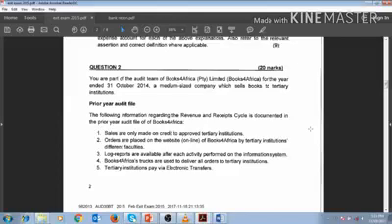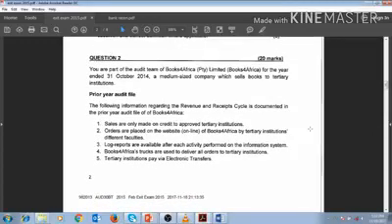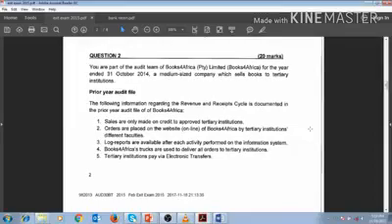Sales are only made on credit to approved tertiary institutions. Orders are placed on the website online of Books for Africa by tertiary institutions, different faculties. Log reports are available after each activity performed on the information system. Books for Africa trucks are used to deliver all the orders to tertiary institutions. Tertiary institutions pay via electronic funds. Okay, not a problem. Let me go down.